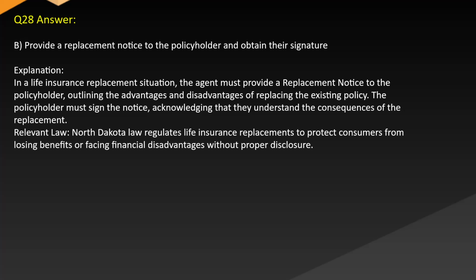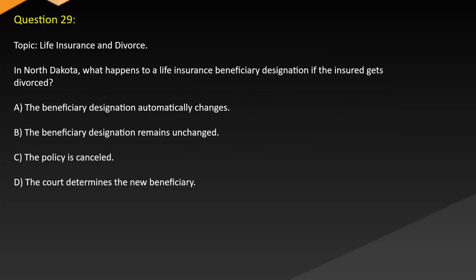Answer: B. Provide a replacement notice to the policyholder and obtain their signature. Explanation: in a life insurance replacement situation, the agent must provide a replacement notice to the policyholder outlining the advantages and disadvantages of replacing the existing policy. The policyholder must sign the notice acknowledging that they understand the consequences of the replacement. Relevant law: North Dakota law regulates life insurance replacements to protect consumers from losing benefits or facing financial disadvantages without proper disclosure.